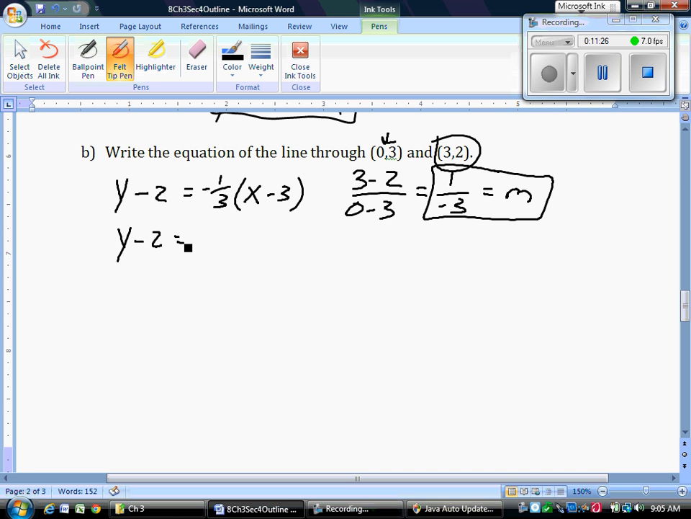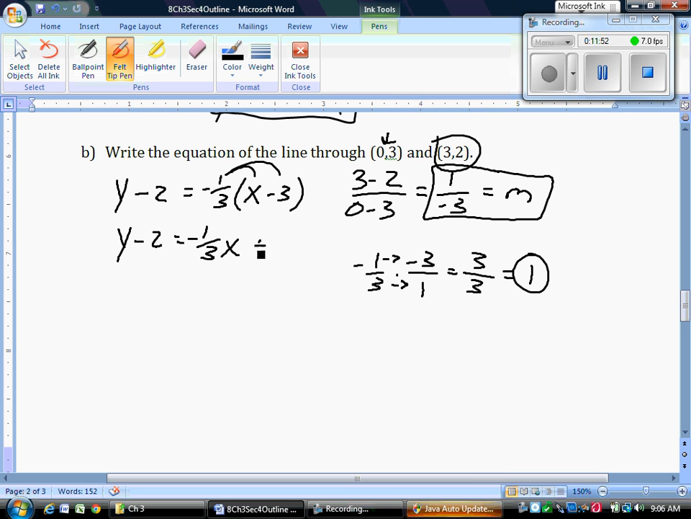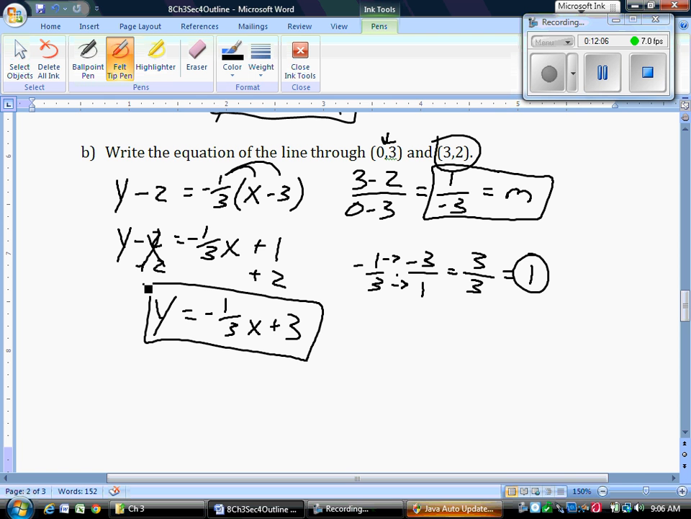All right. Distribute the -1/3. Don't be afraid that it's a fraction. The first thing, all you do is write it in front of x anyways. Okay. Now I just do -1/3 times -3/1. All I did was take -3 and make it a fraction. Multiply straight across to get 3/3, and 3/3 is 1. So I have -1/3 x plus 1 plus 2 to both sides. So y equals -1/3 x plus 3. And there's our final answer.